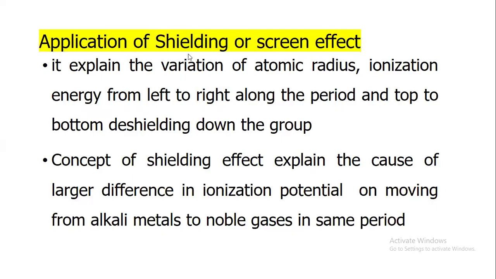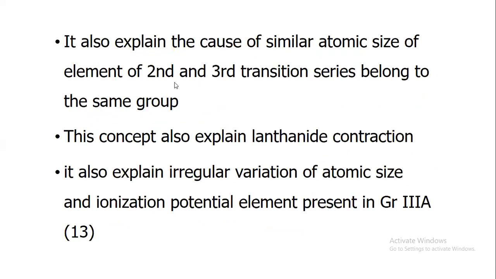Applications of the shielding or screening effect: it explains the variation of atomic radius and ionization energy from left to right along the period and top to bottom down the group. The concept of shielding effect explains the cause of the larger difference in ionization potential on moving from alkali metals to noble gases in the same period. It also explains the cause of similar atomic size of elements of the second and third transition series belonging to the same group. This concept also explains the lanthanide contraction. It also explains the irregular variation of atomic size and ionization potential of elements present in group 13.